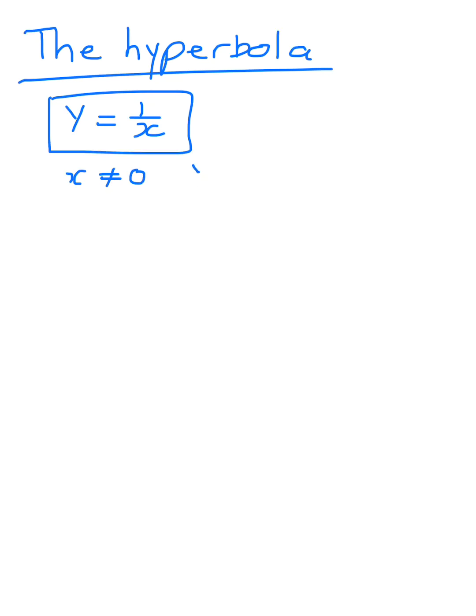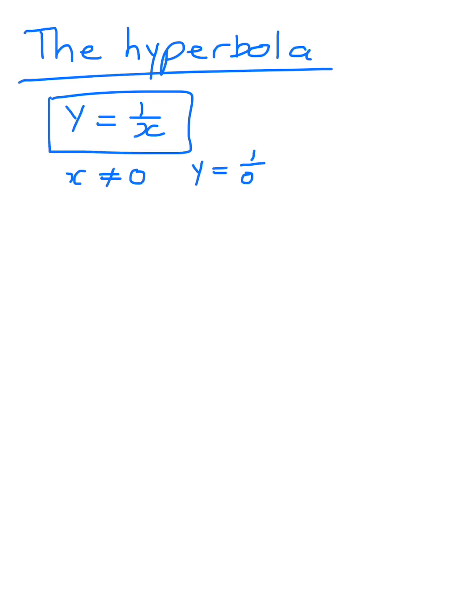Okay, so just run through the hyperbola. The basic equation of the hyperbola is y equals 1 over x. With this equation, basically the x value can never equal 0, because if you put x equals 0 into the equation, it is undefined. And the y value also can't equal 0.